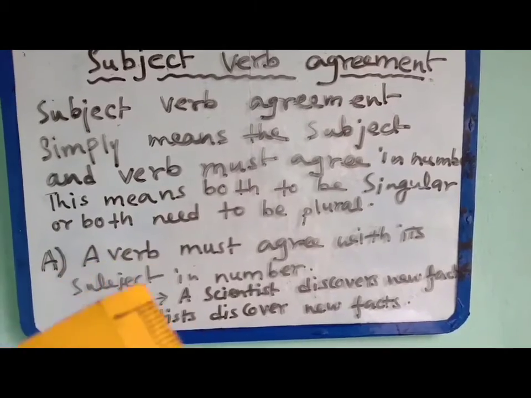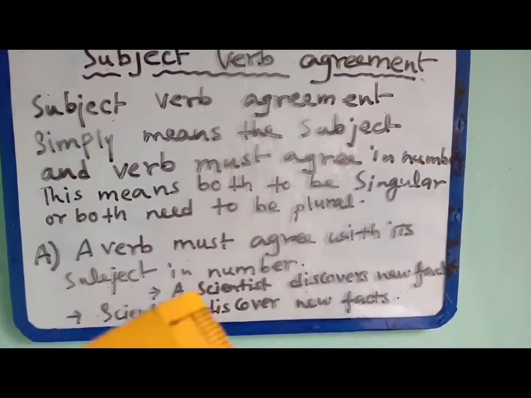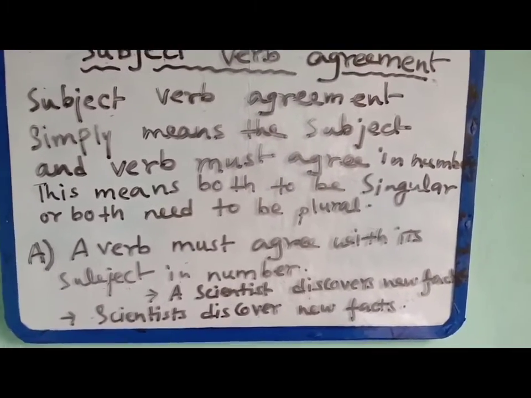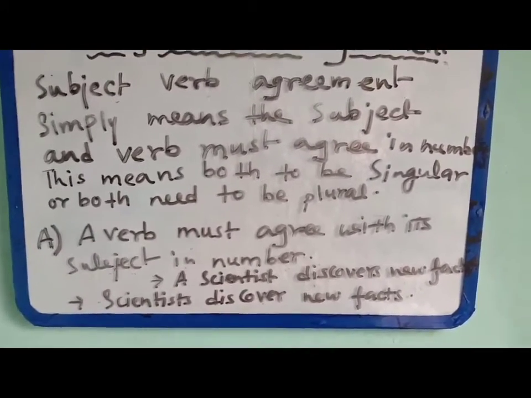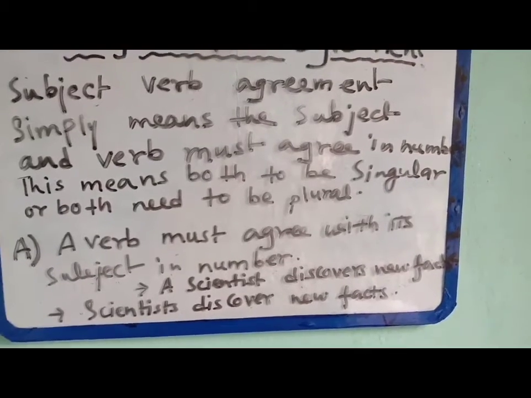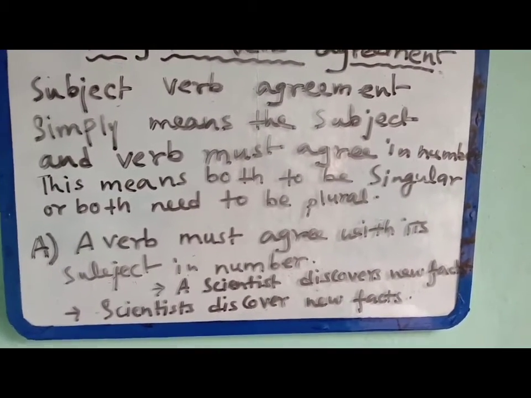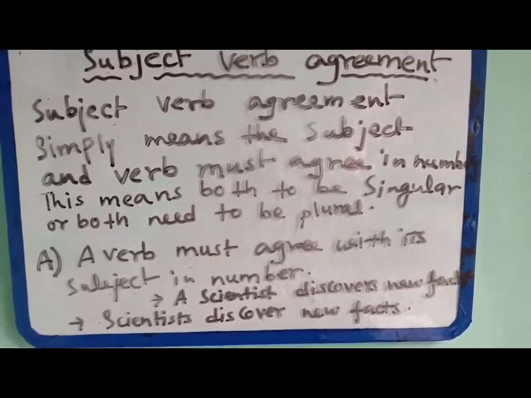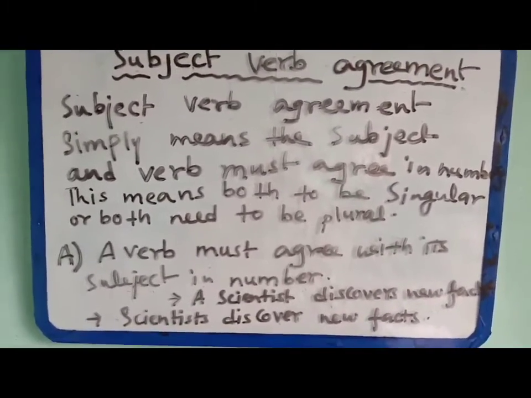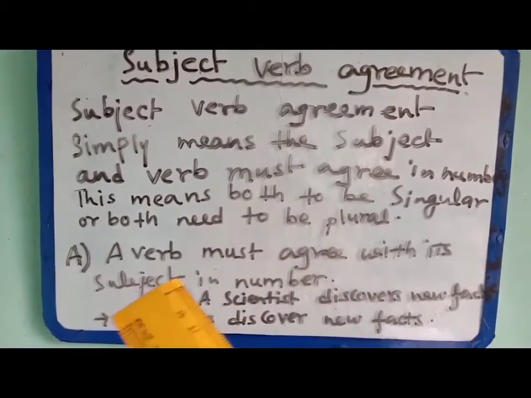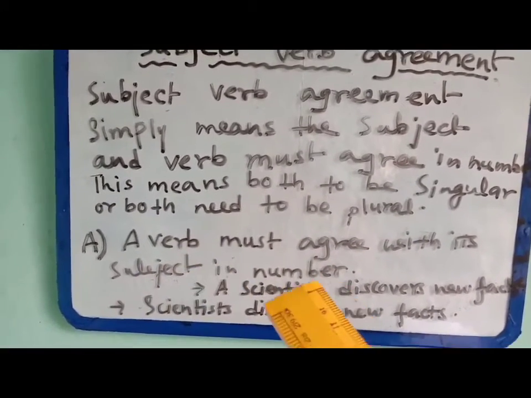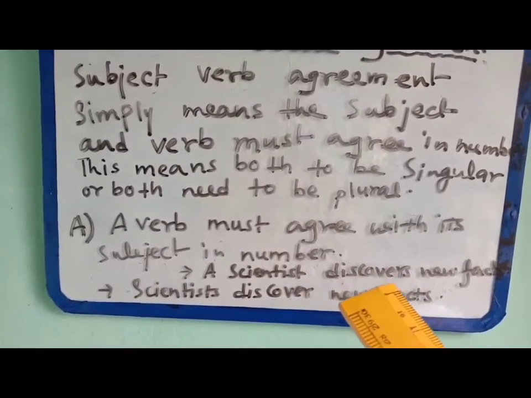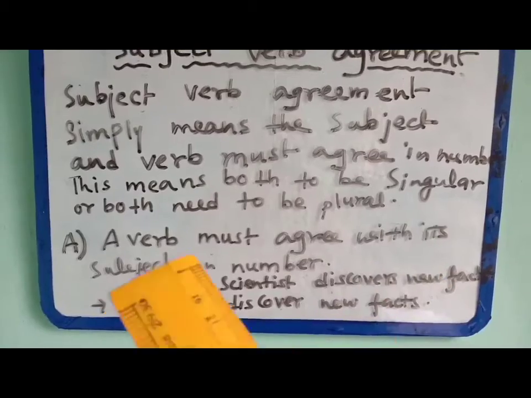So at first you see what is written. Number A. A verb must agree with its subject in number. Here there are two sentences. Number one: a scientist discovers new facts. A verb must agree with its subject. Where is the verb in the first sentence? Discovers.